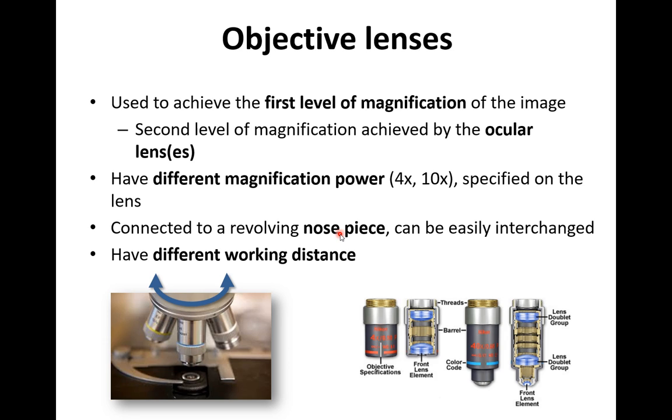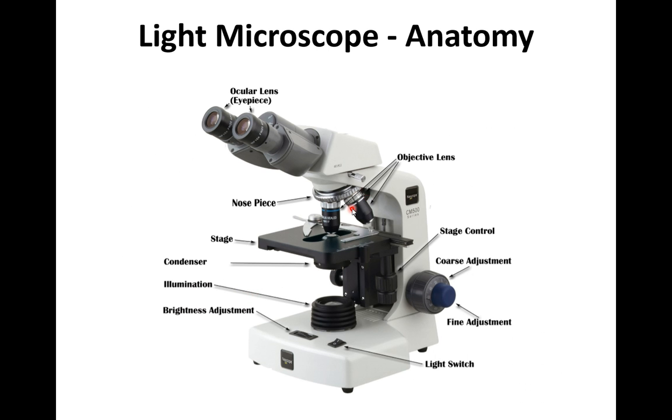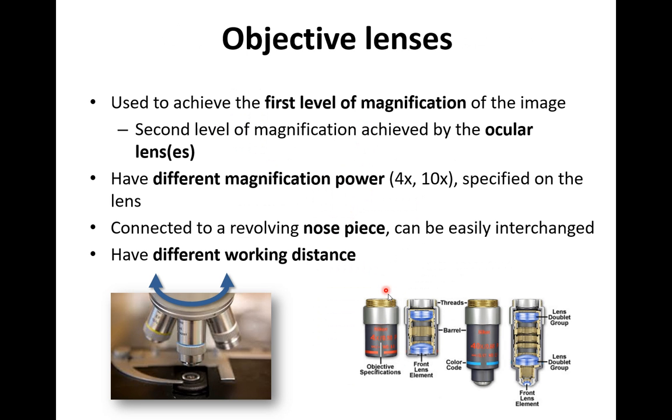So the first thing we'll talk about here is the objective lenses. These are the lenses right here, which are attached to the nose piece. They are interchangeable with each other, and these are the lenses that do the first level of magnification. The image enters through them when they're in focus and gets magnified to a certain power.